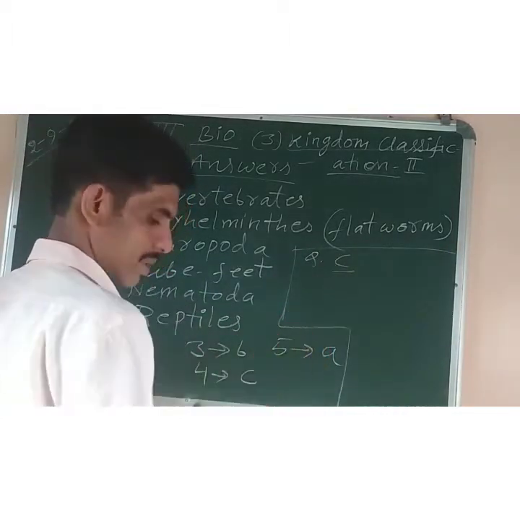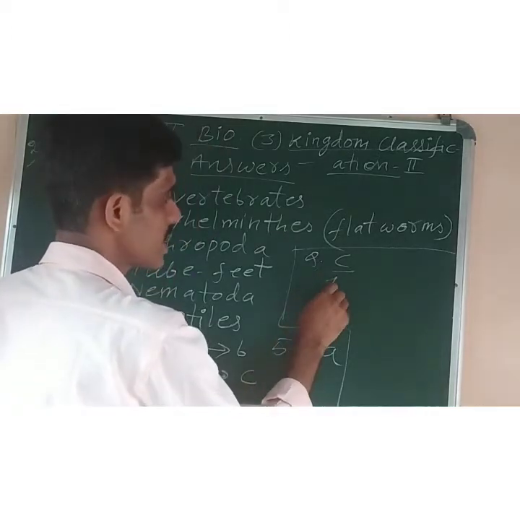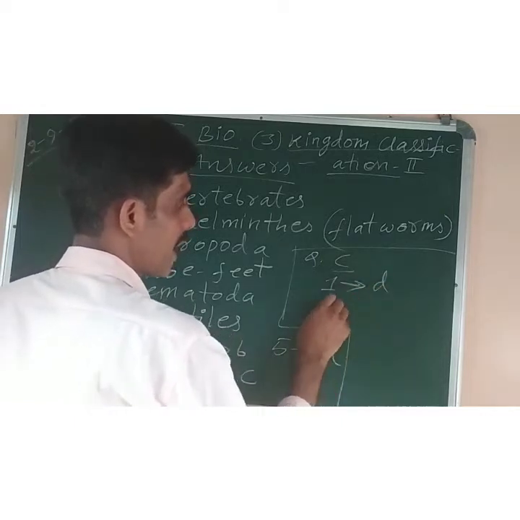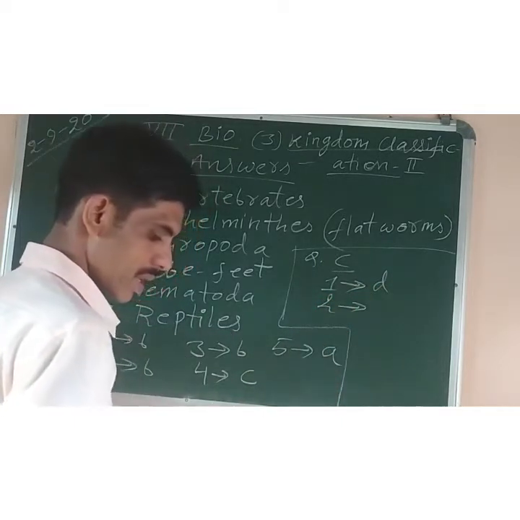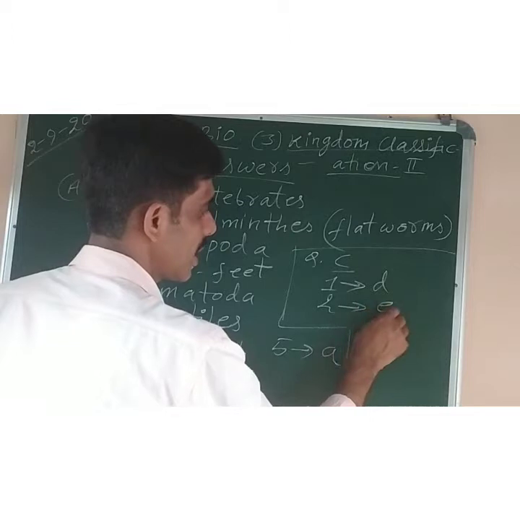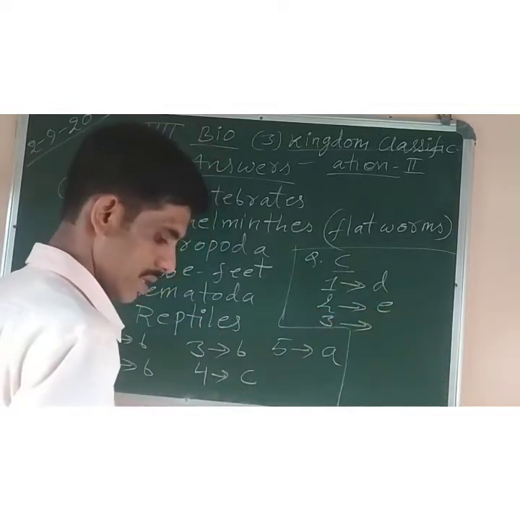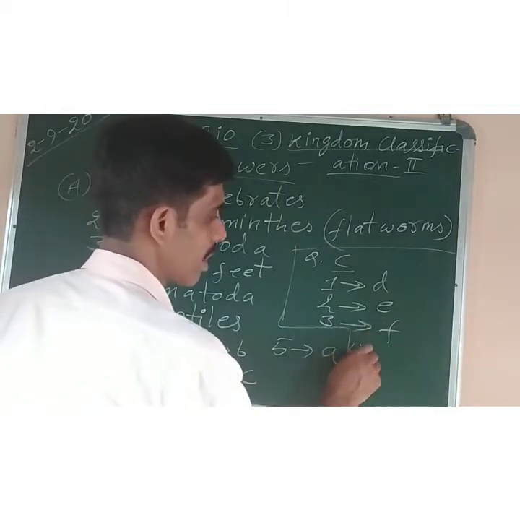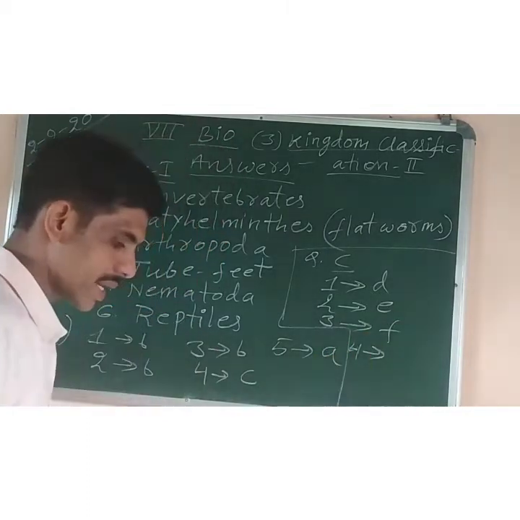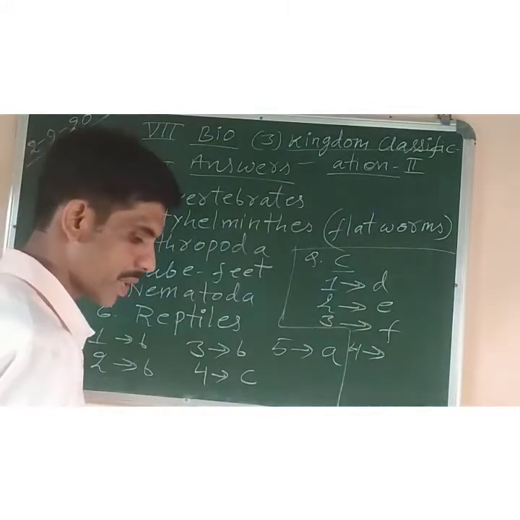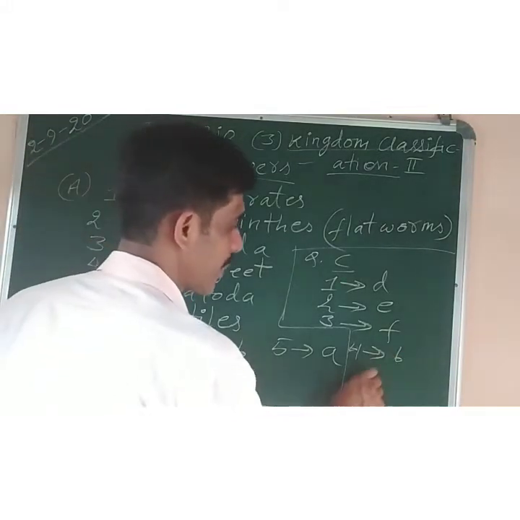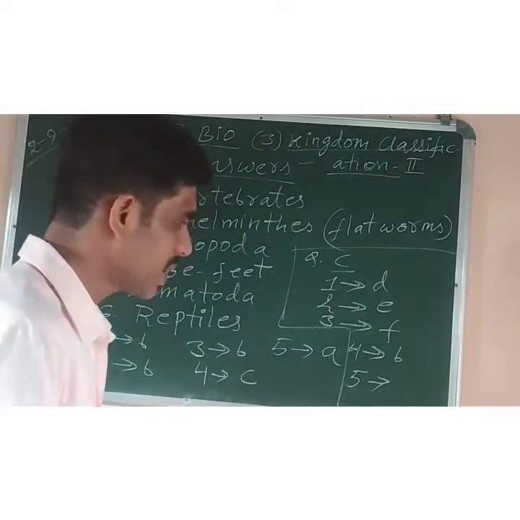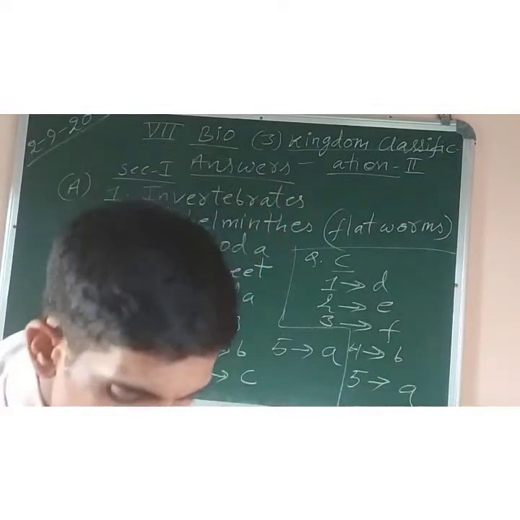Then question number C, we can do it here only. Match the following. Number one, sponges, it matches with number D, that is porifera. Number two, tapeworms, it matches with E. Then number three, earthworm, it matches with segmented worms, that is F. Number four, that is shark, it matching with B, that is fish. And fifth one is whale, you can match it with A, that is mammals.